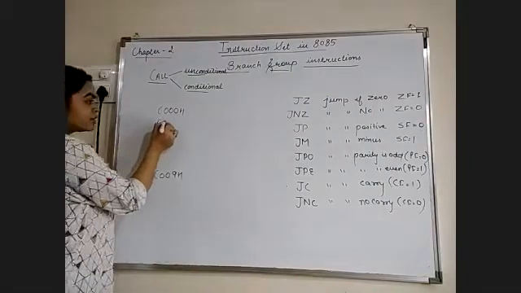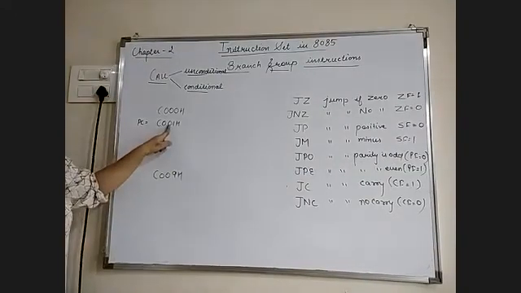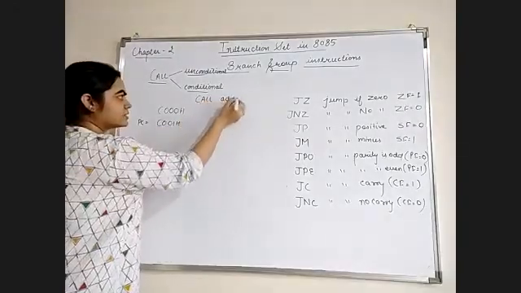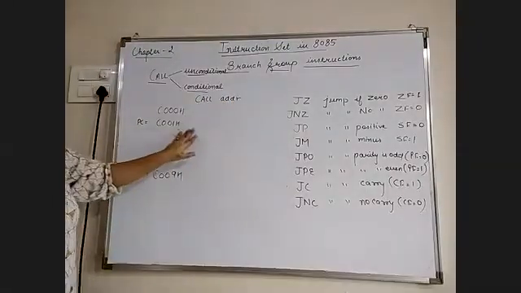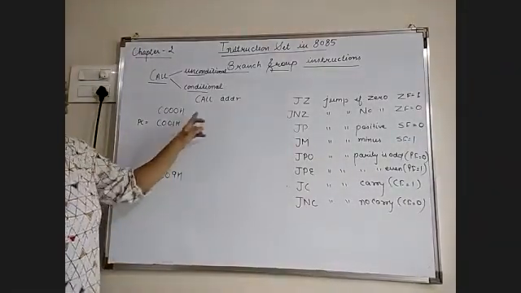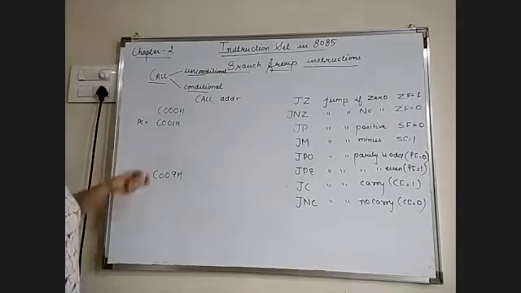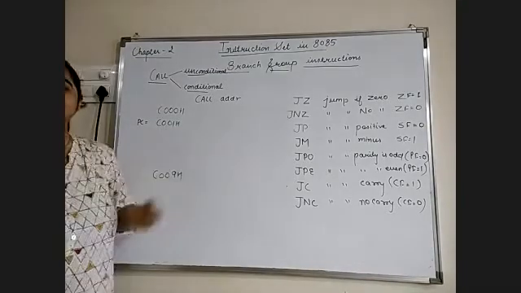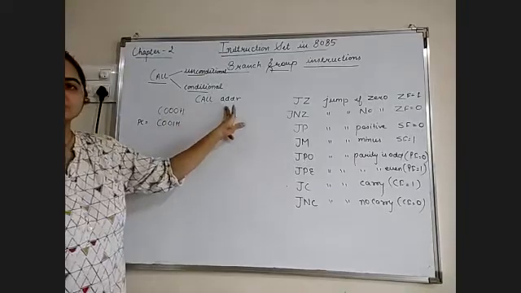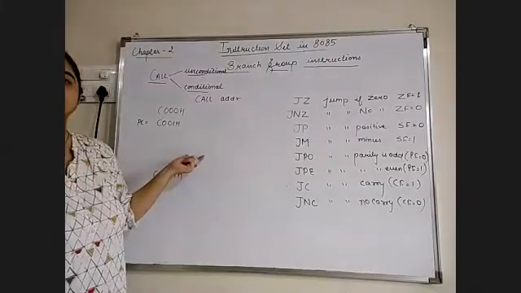Here, currently the program counter is executing the instruction present at this memory location. Suppose we have an unconditional statement, we can write it like this: Call address. So here we have a call instruction, and this is a 3-byte instruction. If we want to store a 3-byte instruction in memory, how many memory addresses are required? 3 addresses, because each address can store only 1 byte of data. So this instruction is stored in 3 consecutive memory locations.